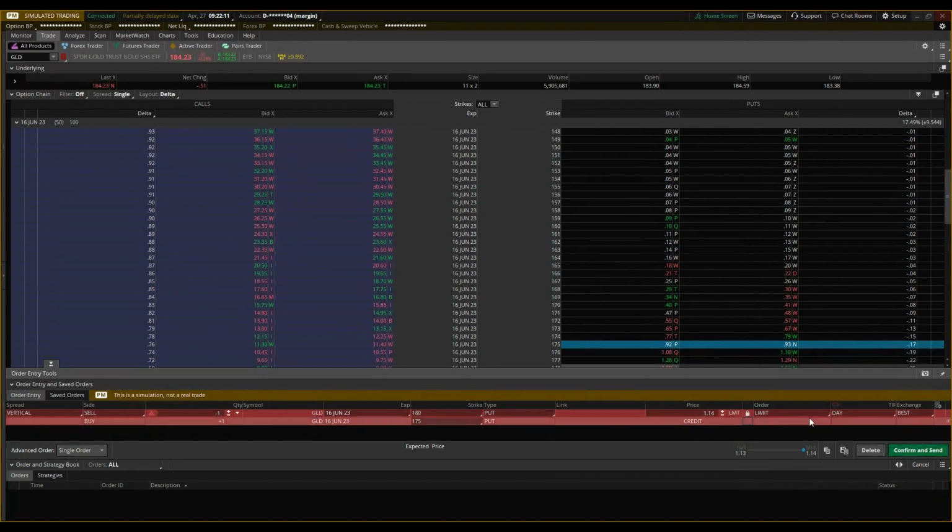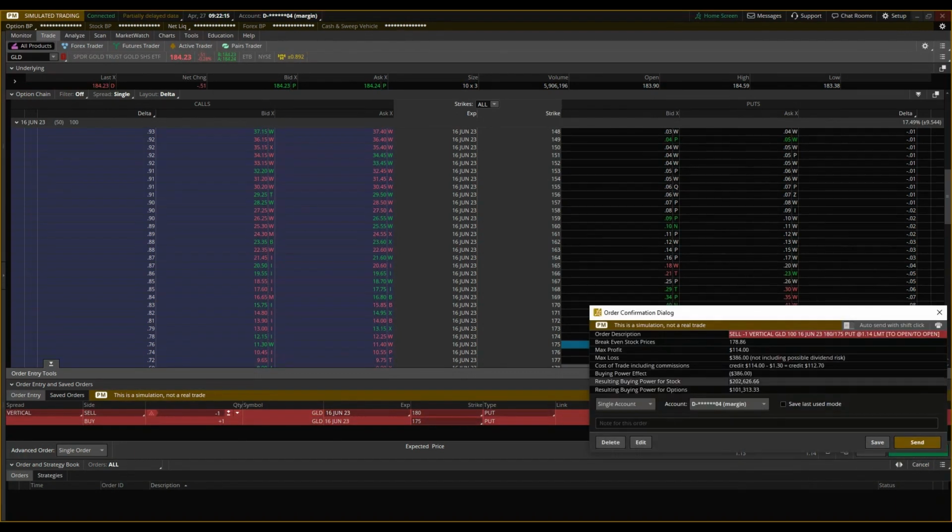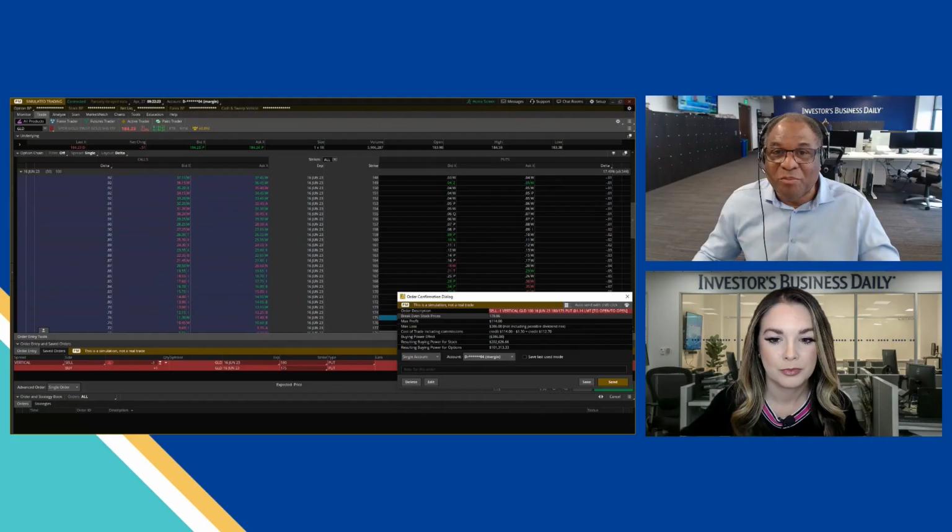So let's take a look at the numbers here. So I want to click on confirm and send. And we see there's our max profit. That's the credit received. And then the break even. This is why I want to point out the pivot or buy point, because the break even is a little bit below that. So you may want to wait till it gets down to 178. You may put a stop there, maybe right at the pivot at the 181 and change. So just want to make you aware of that.